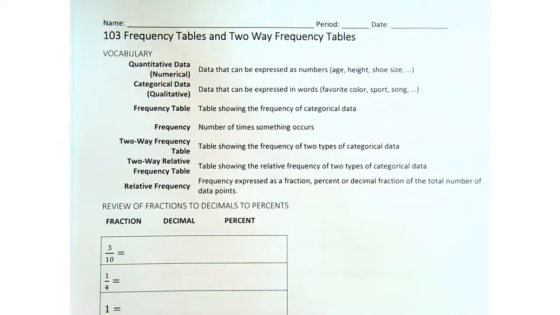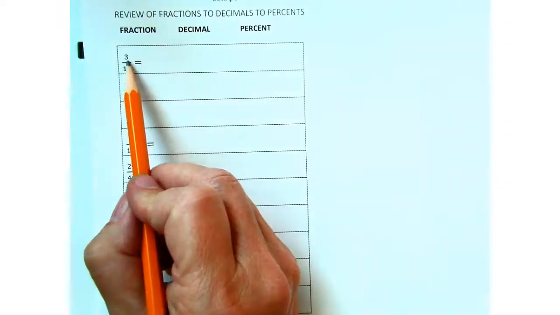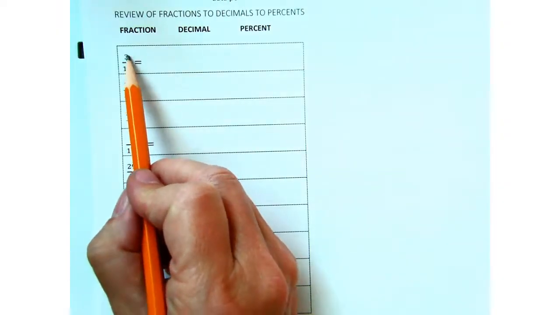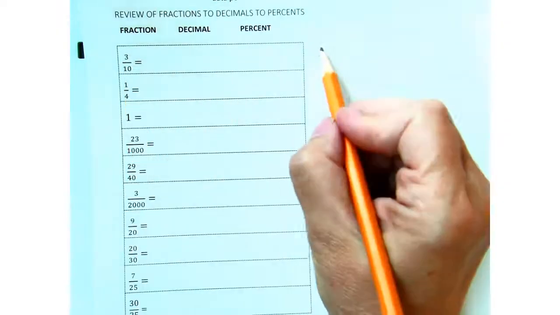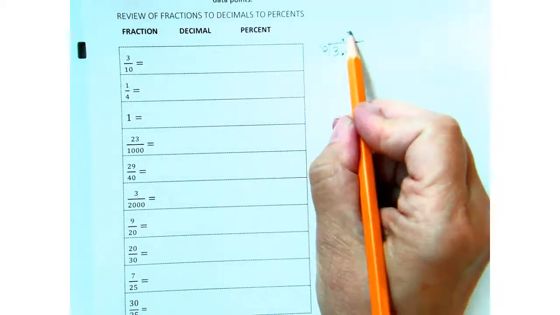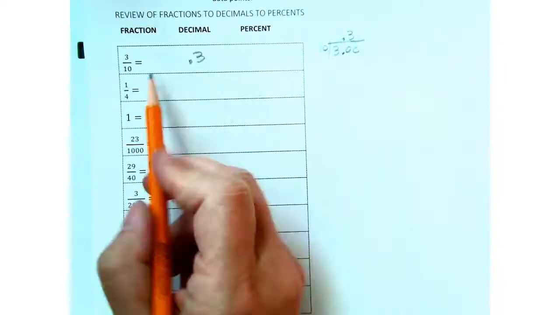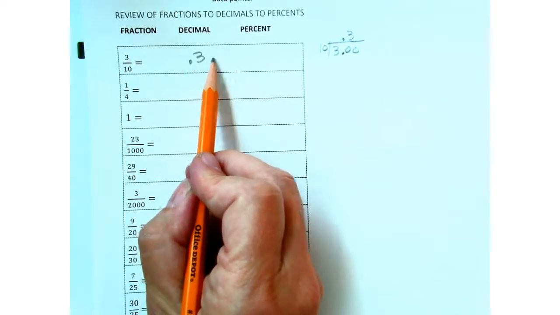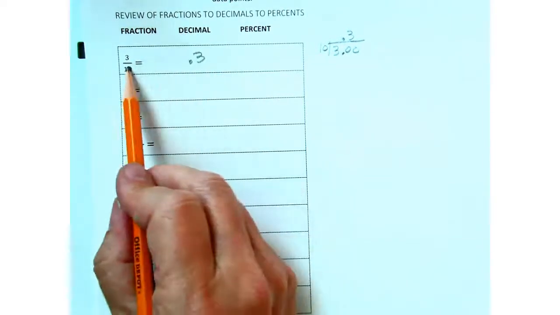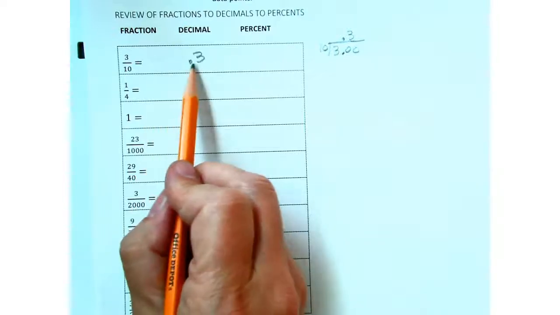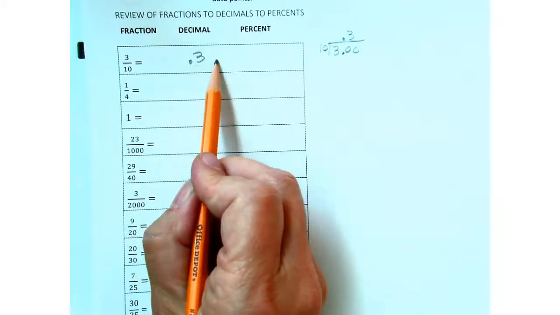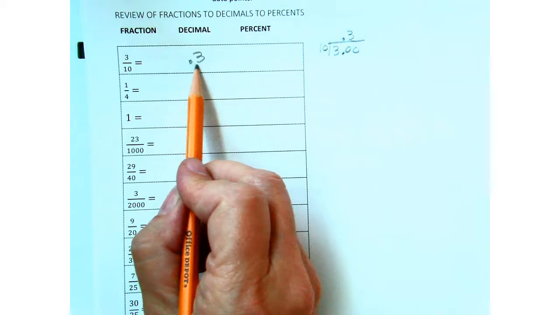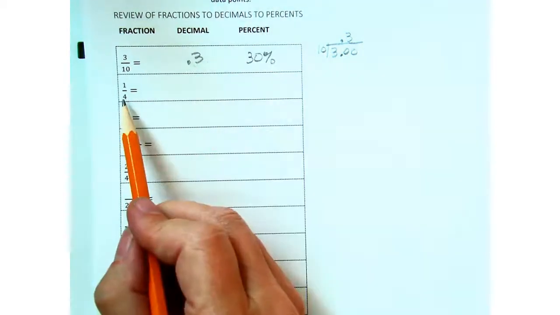Before we begin this lesson, we need to review converting fractions into decimals and percents. Let's use these examples. A fraction is a division problem. 3/10 is 3 divided by 10. This gives us 0.3. This makes sense because tenths are the first place after the decimal point. So we could have just written 3 and moved the decimal point back one place. To convert 0.3 into a percent, move the decimal point 2 places to the right for 30%.